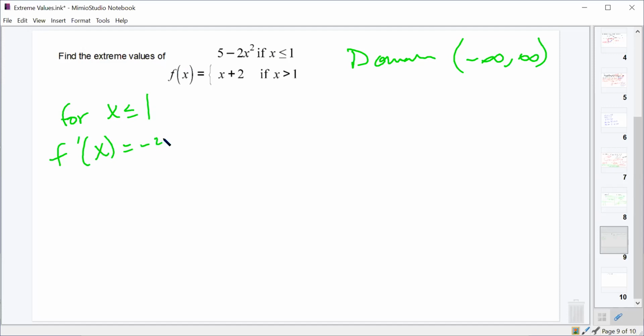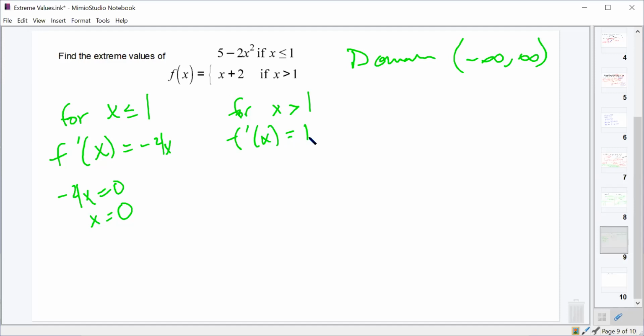Negative 4x, which equals 0 at x equals 0. And is negative 4x ever undefined? Nope. All right. So what about for x greater than 1? What is f prime of x equal? 1. Should be 1. Is that ever equal to 0 or is that ever undefined? Nope. Okay. All right.